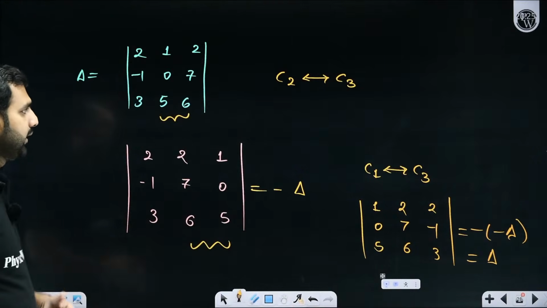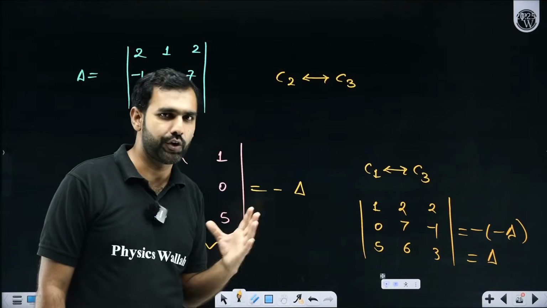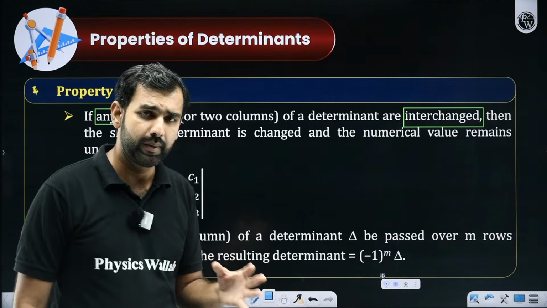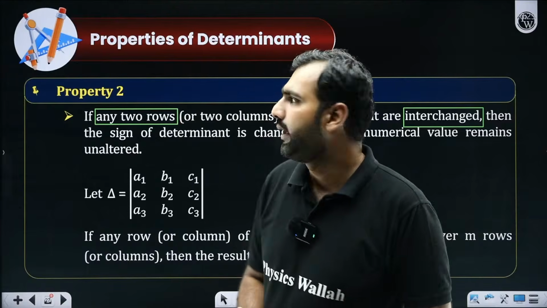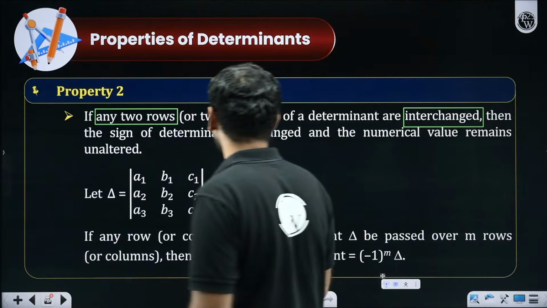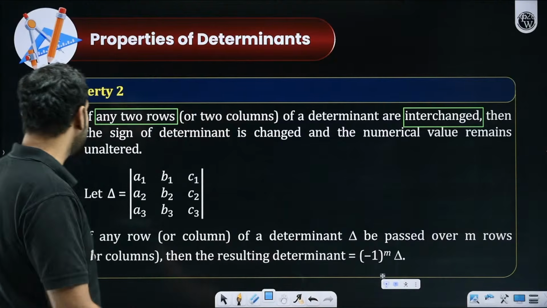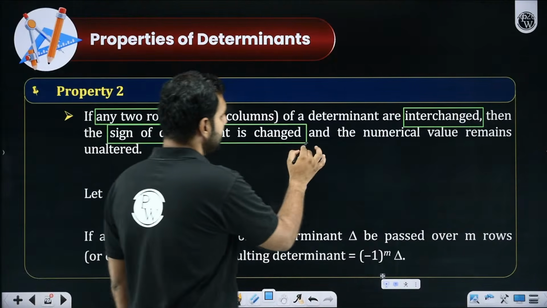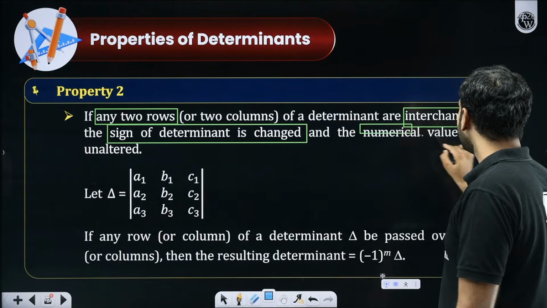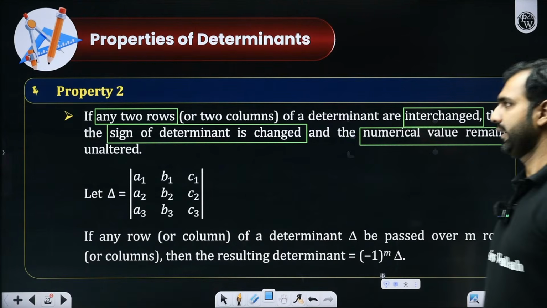Have you all understood what happens when you interchange a column by a column or a row by a row? Yes or no? I hope you got this idea that when I was talking about this simple property, in a determinant, if I interchange any two rows or any two columns, then the sign of the determinant is changed. The sign of the determinant is changed, and the numerical value of the determinant still remains the same, unchanged, intact, or unaltered.